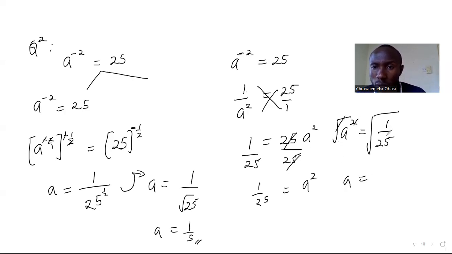So a is equal to, what is the square root of 1? Square root of 1 is 1. What is the square root of 25? That's 5. So we still have 1 over 5. Any one you feel comfortable with, go ahead and take it. That's your best. So next question.